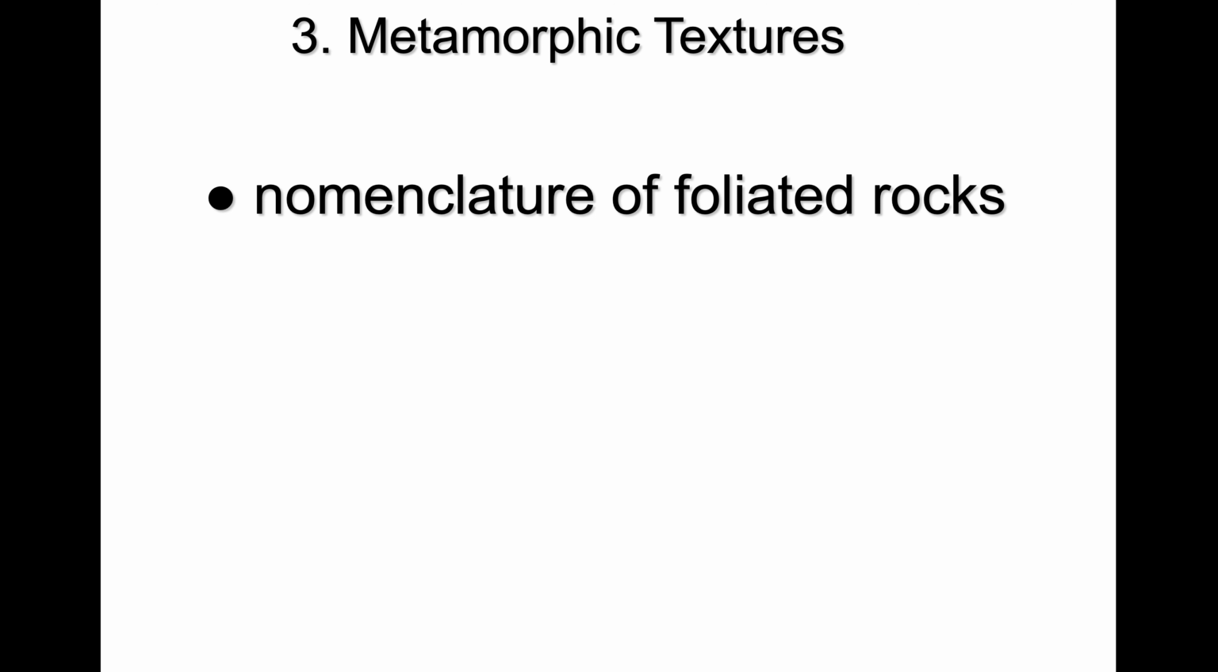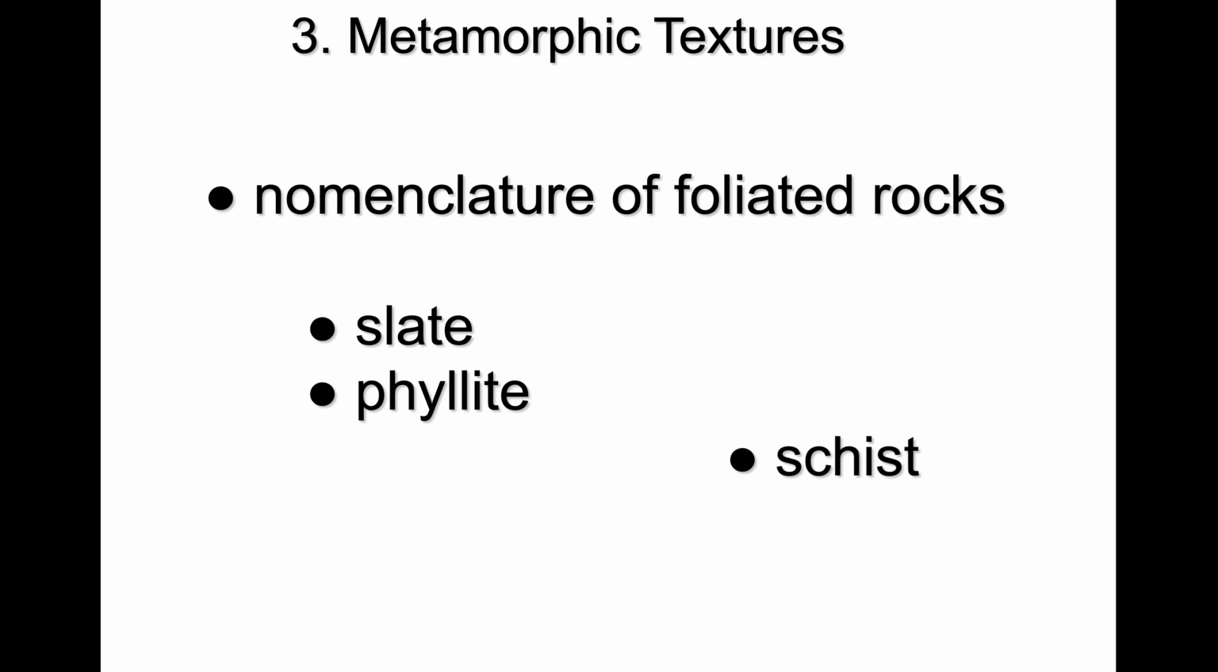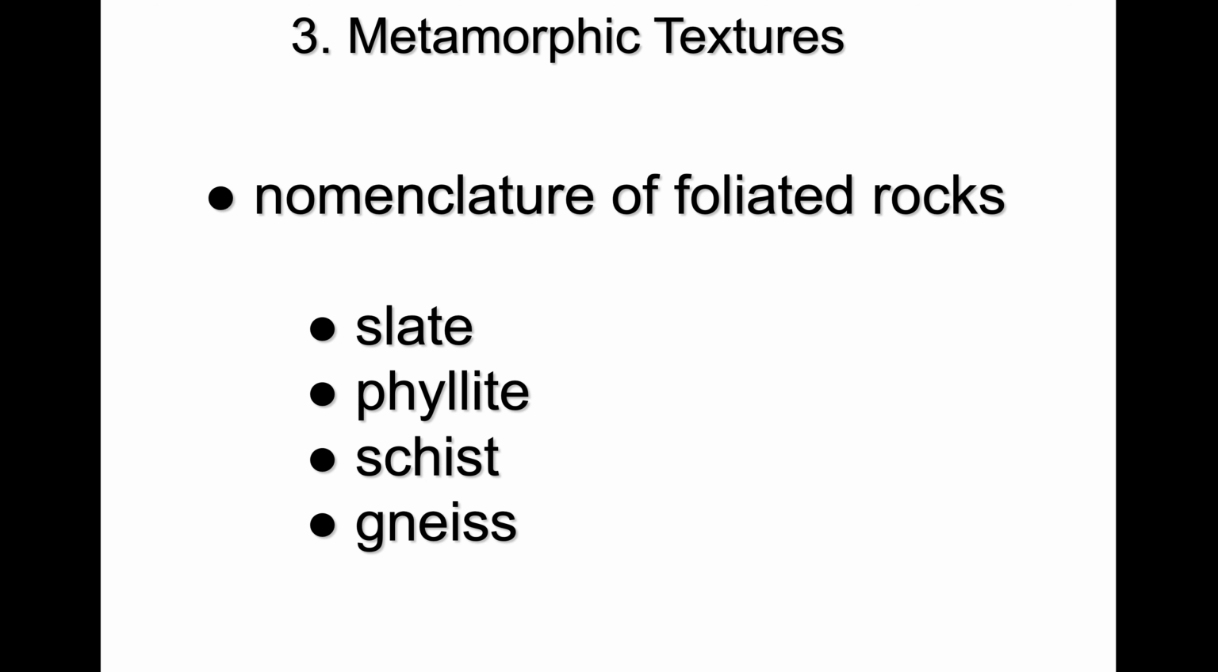So, and therefore we have a nomenclature of foliated rocks. We have a slate, we have a phyllite, we have a schist, we have a gneiss, and we can have a migmatite.